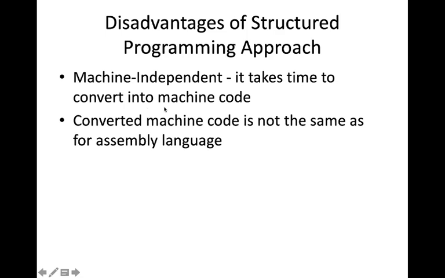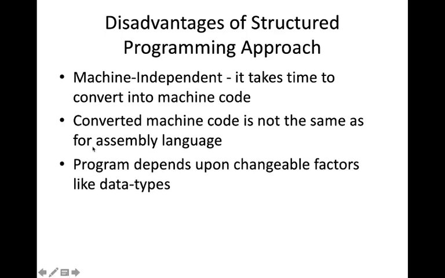Then the converted machine code is not the same as for assembly language. What we convert into machine code here is different from what we convert from assembly code to machine code. If it is C, we convert it to an object code like that. There will be different kinds of code that will be converted.